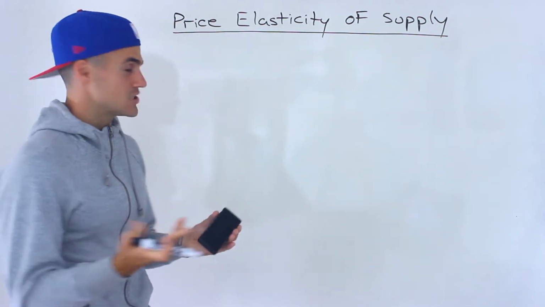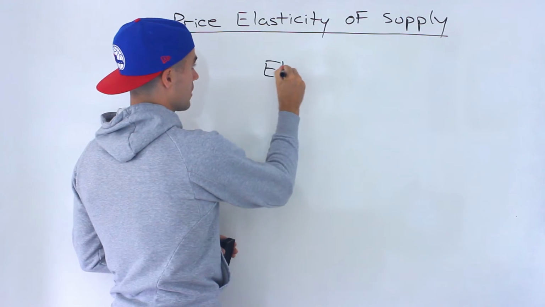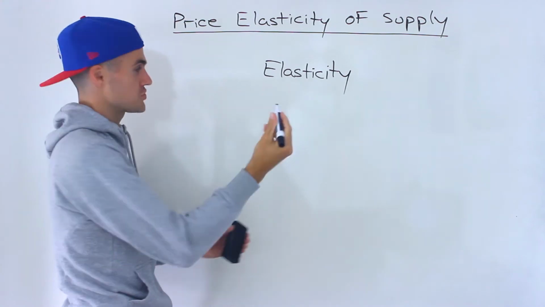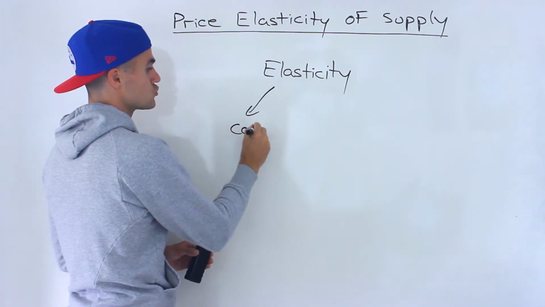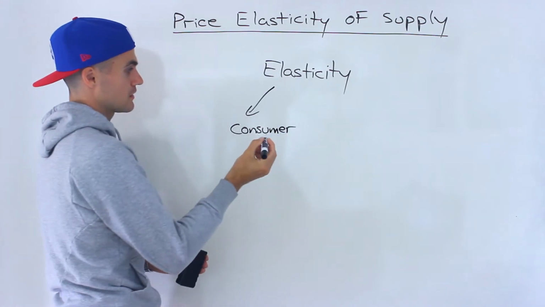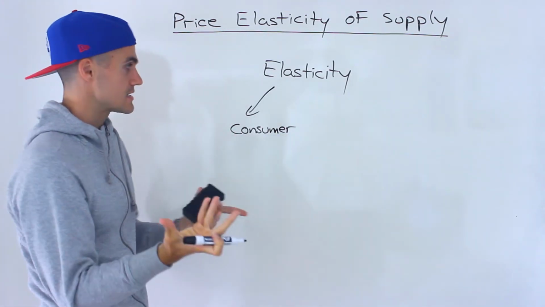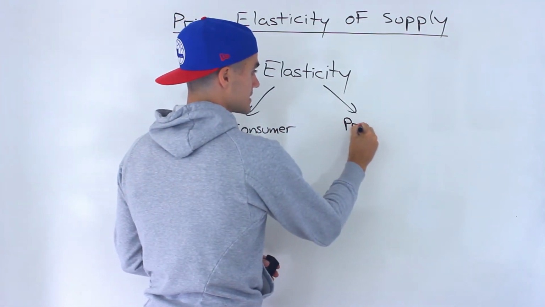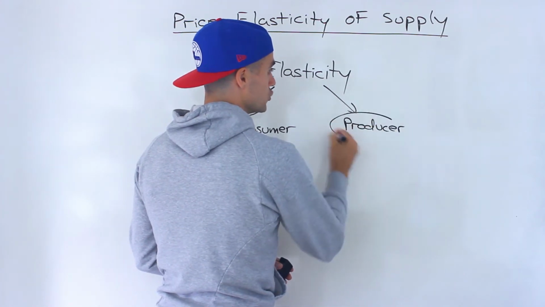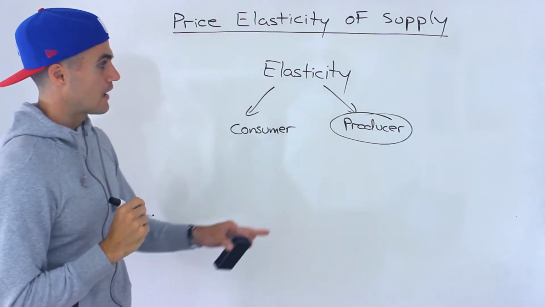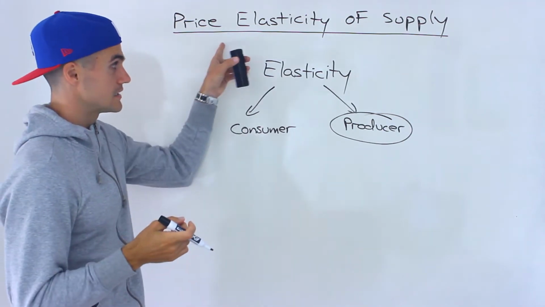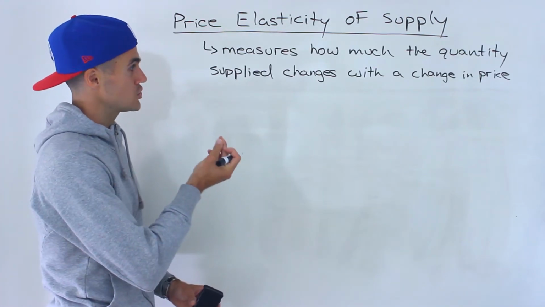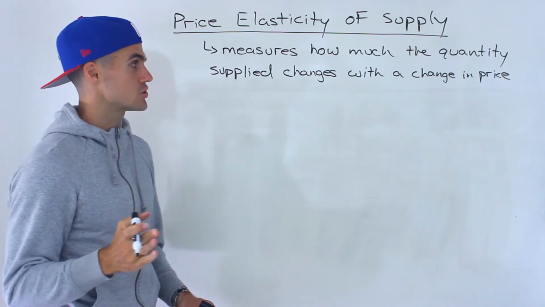Now, elasticity in general, when we first started to talk about it, we mentioned how we can look at it from different perspectives. So we can look at it from the consumer perspective, and that's when we talked about the price elasticity of demand. Well, now we're going to talk about elasticity from the producer's perspective. And from the producer's perspective, we're going to be dealing with the price elasticity of supply. Now, the price elasticity of supply basically measures how much the quantity supplied changes with a change in price.